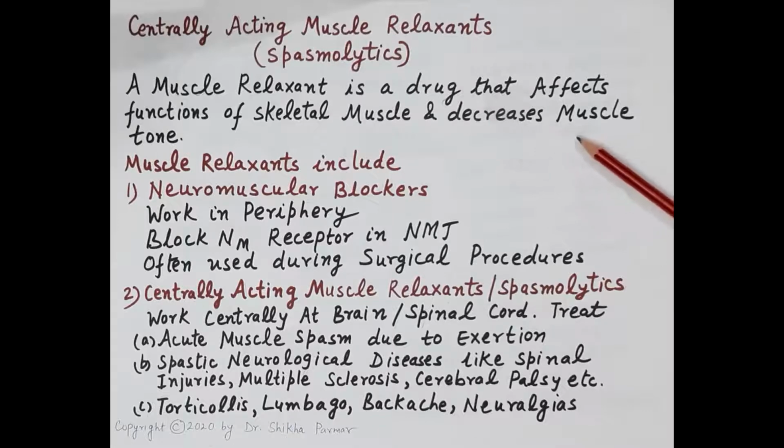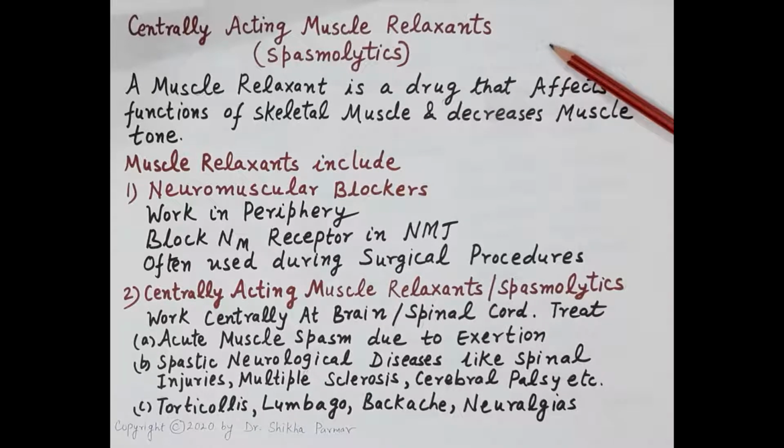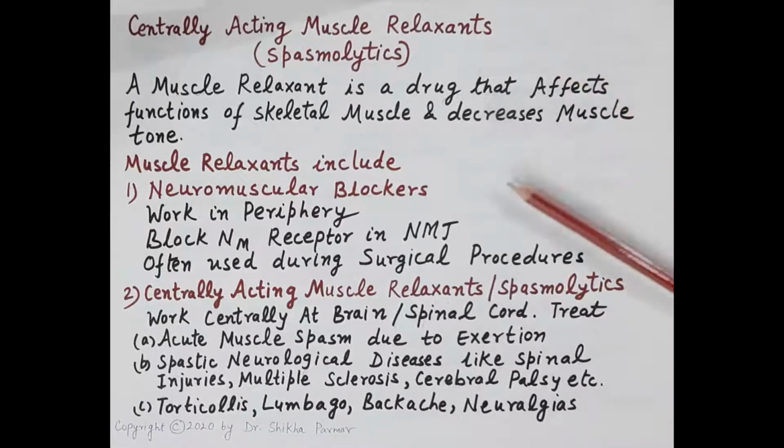Now, when we talk about muscle tone, high muscle tone or hypertonia causes spasticity or rigidity of skeletal muscles, and this spasm or rigidity of skeletal muscles produces pain. Spasmolytics or centrally acting muscle relaxants relax the skeletal muscles, reduce the muscle tone, and therefore also relieve the pain. Now, these muscle relaxants are of two types.